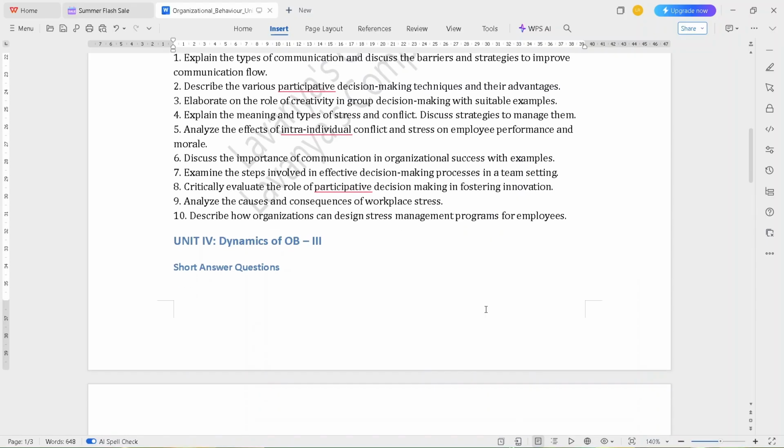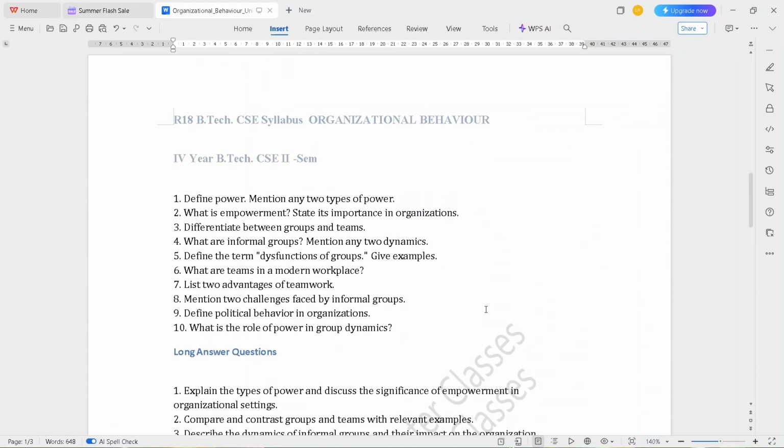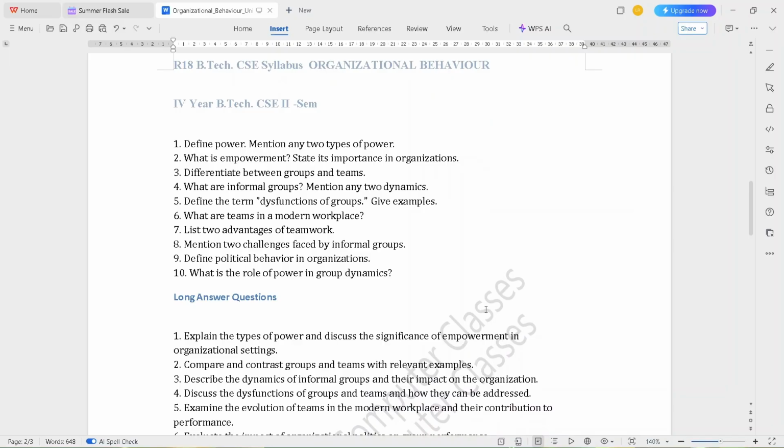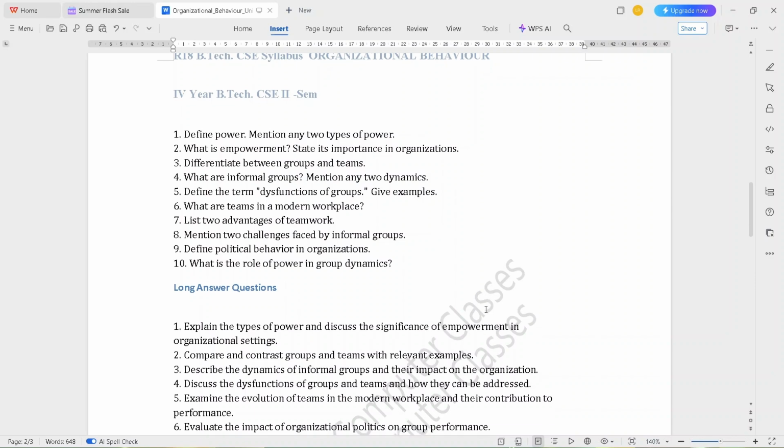Next unit for short answer questions are, define power. Mention any 2 types of power. What is empowerment? State its importance in organizations. Differentiate between groups and teams. What are informal groups? Mention any 2 dynamics. Define the term dysfunctions of groups. Give examples.